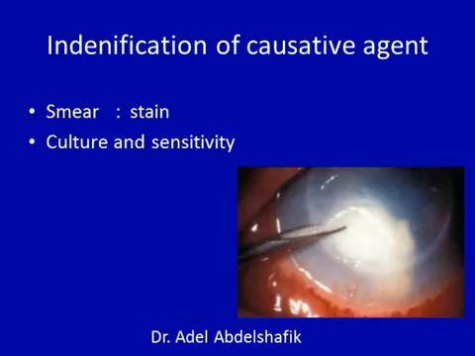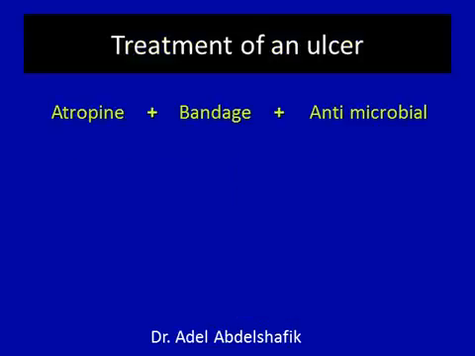Now I want to talk about the general lines of treatment of infective corneal ulcers. First, we need to identify the agent, so we can make a stain of material collected from the base of the ulcer. We use a fine needle to collect some of the material at the base near the edge and stain it directly, or we can culture it and see the sensitivity of the organism to the different antimicrobial agents.